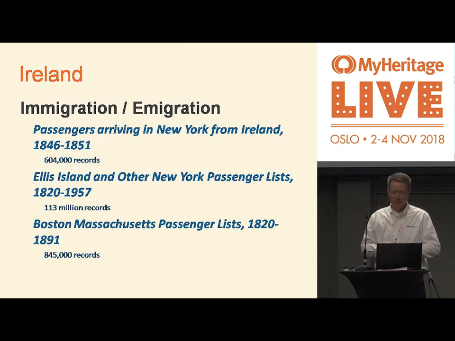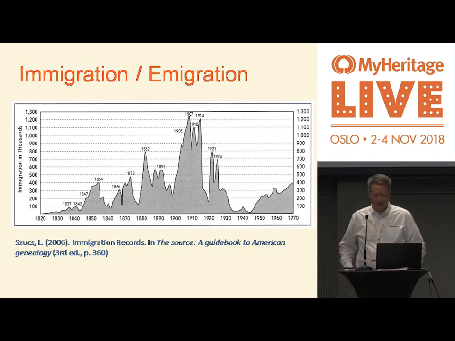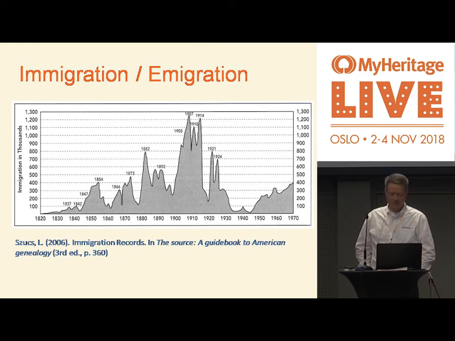Over 1 million Irish immigrants left in that time period. Ellis Island and other New York passenger lists, again, have a tremendous number of records for persons coming from Europe and other parts of the globe, and smaller ones as well, such as the Boston, Massachusetts passenger list. So this is a chart of immigration to the United States by year. You can see that it is in no way consistent, right? There's a lot of peaks and valleys.